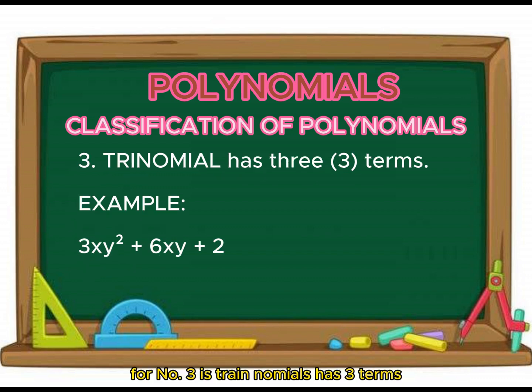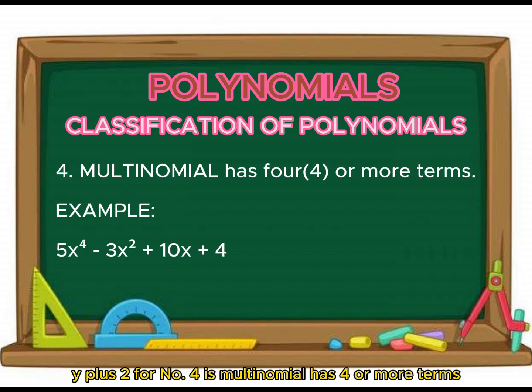Number 3 is trinomial, which has 3 terms. An example of a trinomial is 3xy squared plus 6xy plus 2. Number 4 is multinomial, which has 4 or more terms. An example of a multinomial is 5x raised to 4 minus 3x squared plus 10x plus 4.